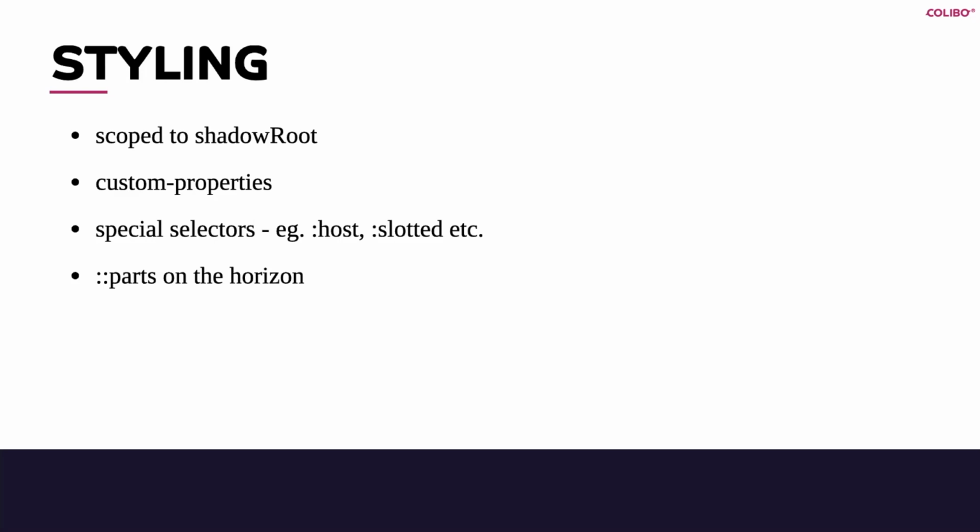So if you put anything inside of the shadow root, it's not going to leak outside, and any rules applied from the outside are not going to be applied inside. And the only exception to that rule are custom properties. Custom properties is a kind of new CSS feature.